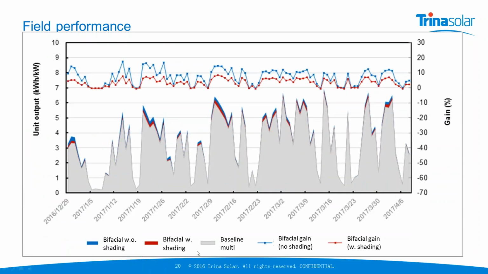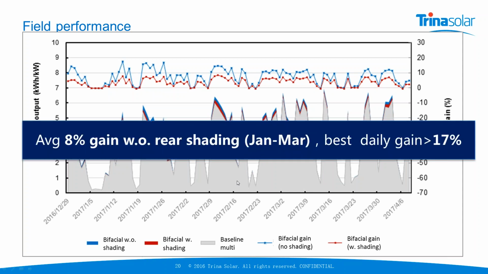And this is the field performance. You have in gray the energy produced by the baseline multi modules. In red, the energy produced by the bifacial modules, but with the back rail partially shading the backside. And in blue, the bifacial modules mounted in landscape orientation with no back rail blocking the light on the rear side. And you can see that the maximum gain in energy is about 17%. And on average between January and March, which is winter in Changzhou, an average gain of about 8% if you have no rear shading.